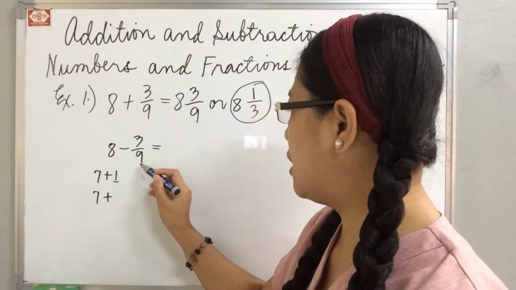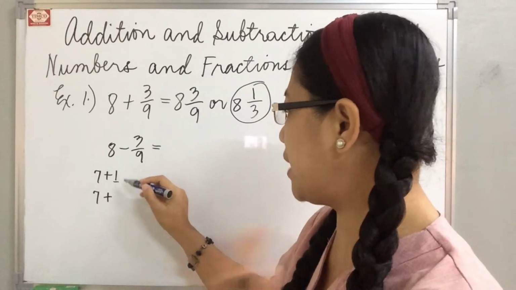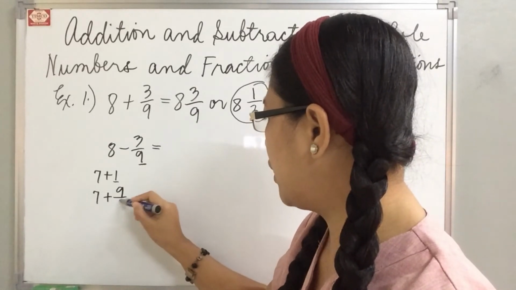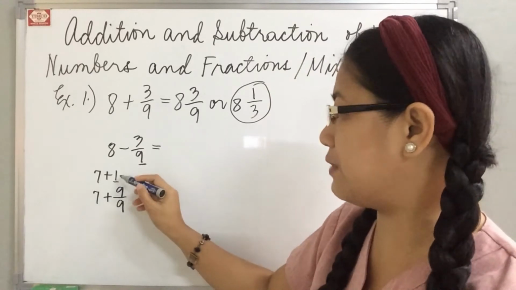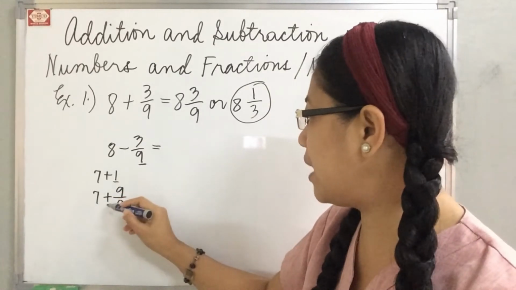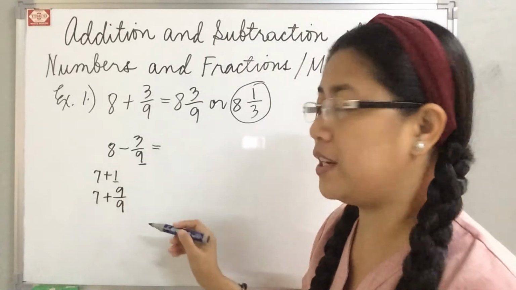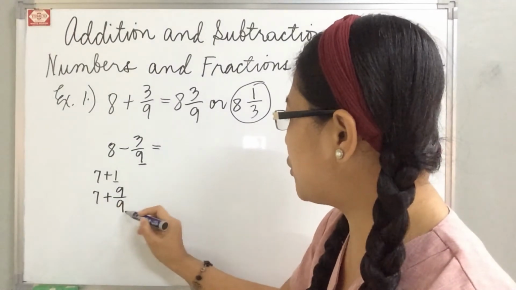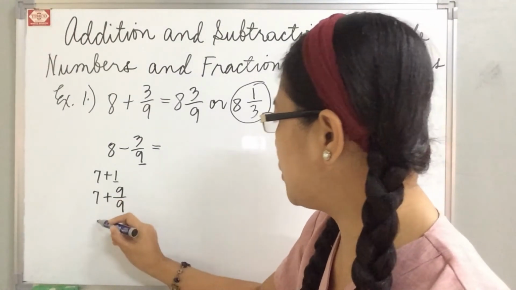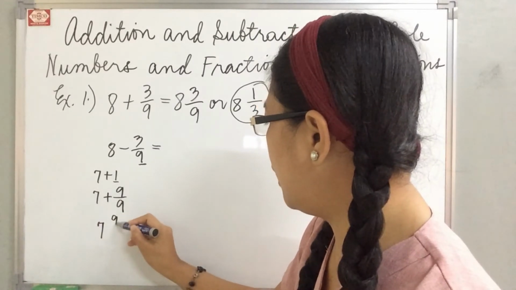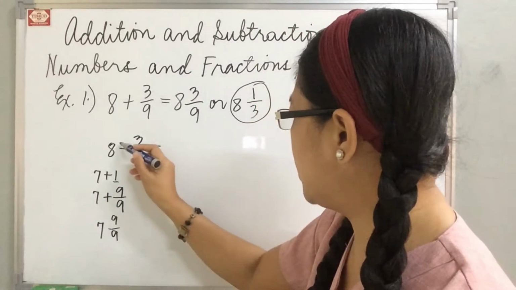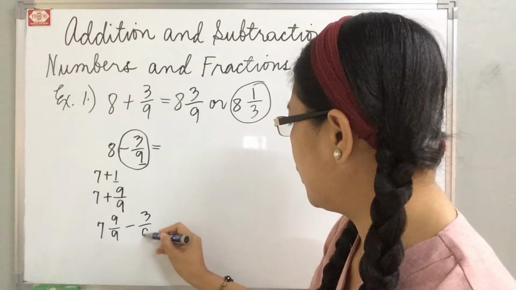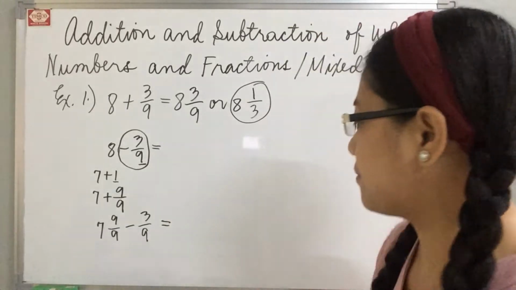Okay, so let's bring down 7 plus, rename 1 as a fraction. We have to base our numerator and denominator on our denominator here. So we have 9 over 9, because 9 over 9 is equivalent to 1, right? And 7 plus 1 is equal to 8. Okay? And then, put together the whole number and the fraction. So 7 and 9 over 9. And then let's bring down this one, minus 3 over 9, equals.